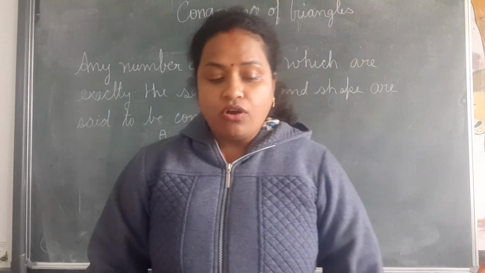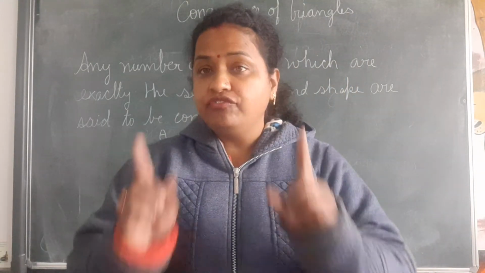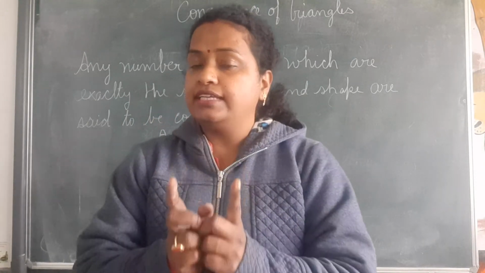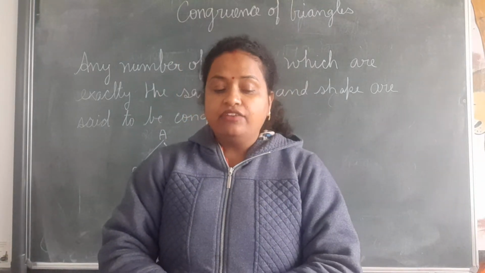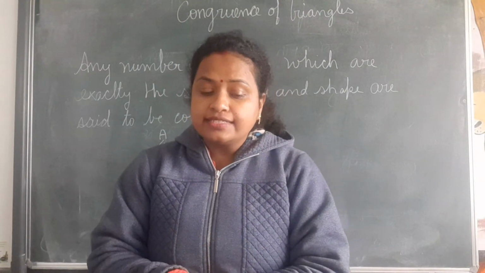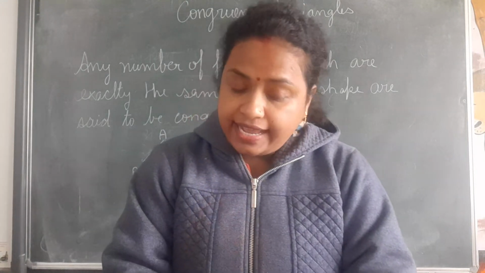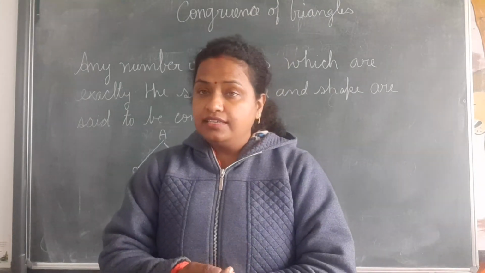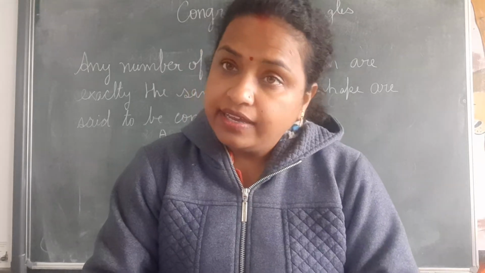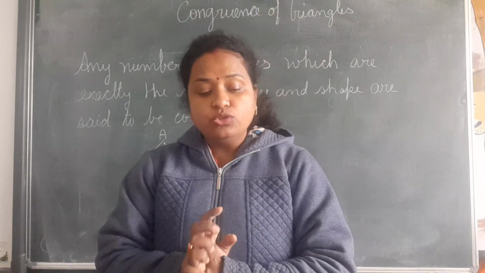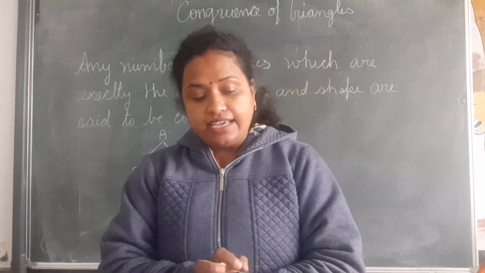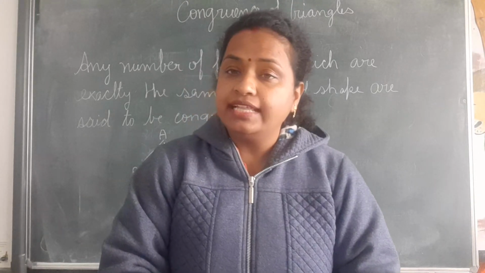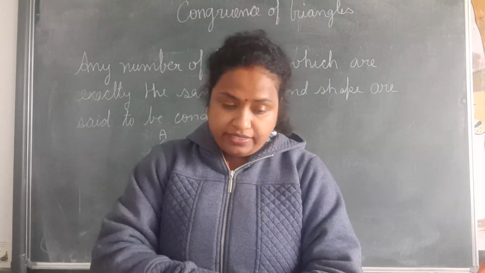Now, congruence of special geometrical figures. If two lines are of the same length, then they are congruent. Second, if two angles are the same, then those angles are congruent. Third, if two circles are congruent, then they will have the same radius. If two squares have the same side length, then they are congruent. If two rectangles have the same length and breadth, they are congruent.